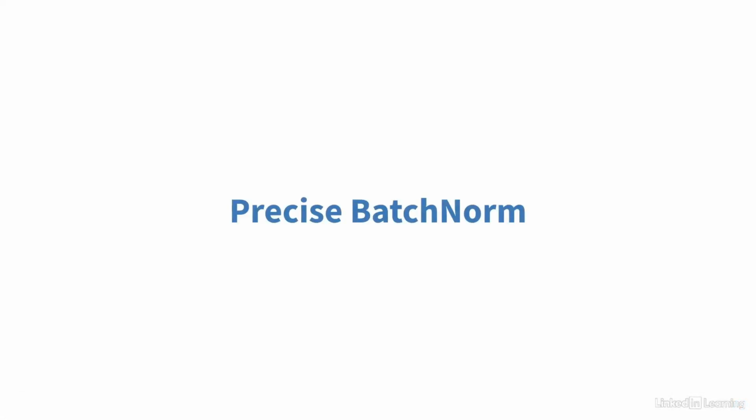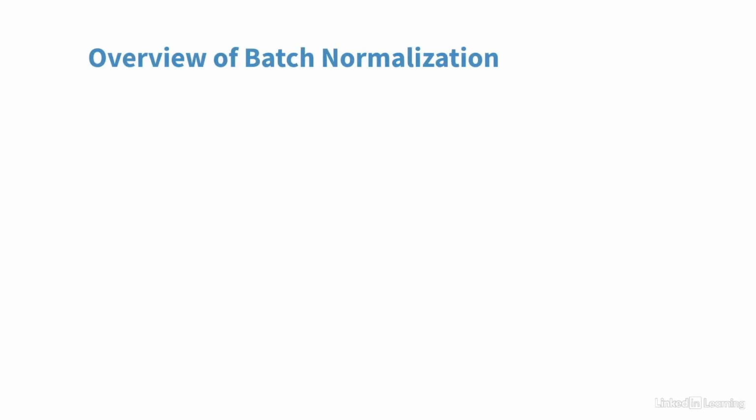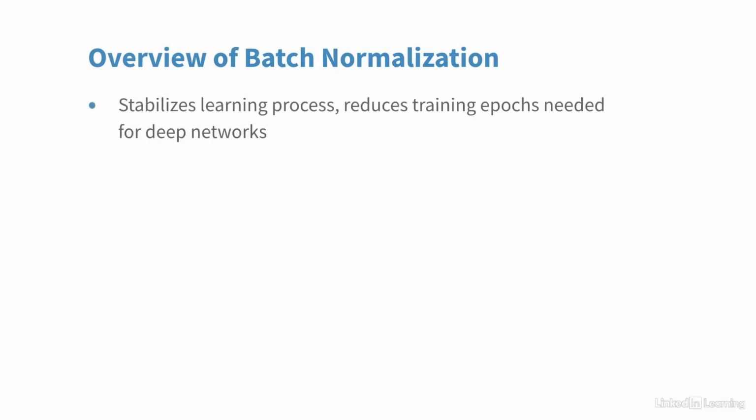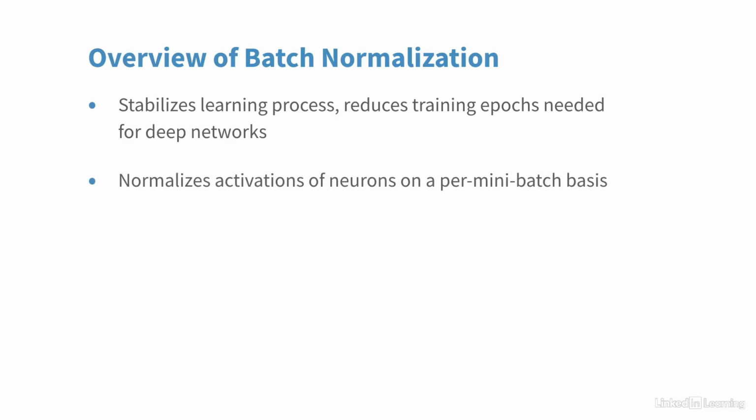Precise batch normalization is a technique used to improve the accuracy and consistency of batch normalization statistics during the training of deep learning models. Let's begin with a brief overview of what batch normalization is. Batch normalization is a technique used during the training of neural networks to normalize the output of a previous layer by subtracting the batch mean and dividing by the batch standard deviation. This normalization helps stabilize the learning process and reduce the number of training epochs required for training deep networks.